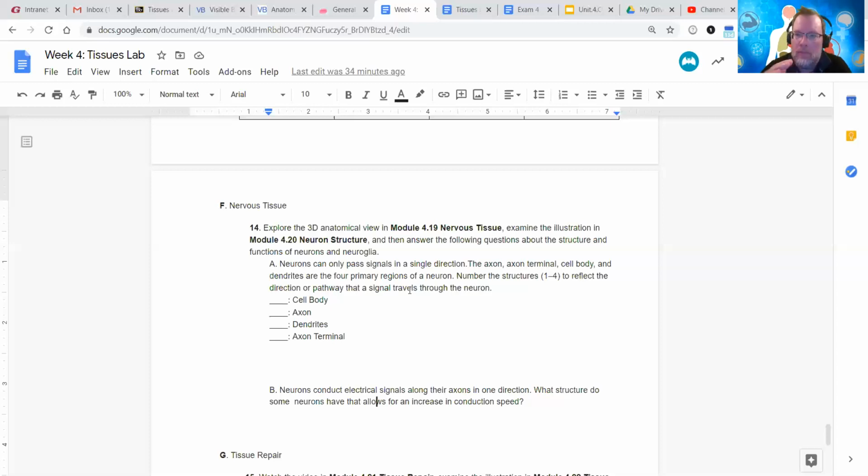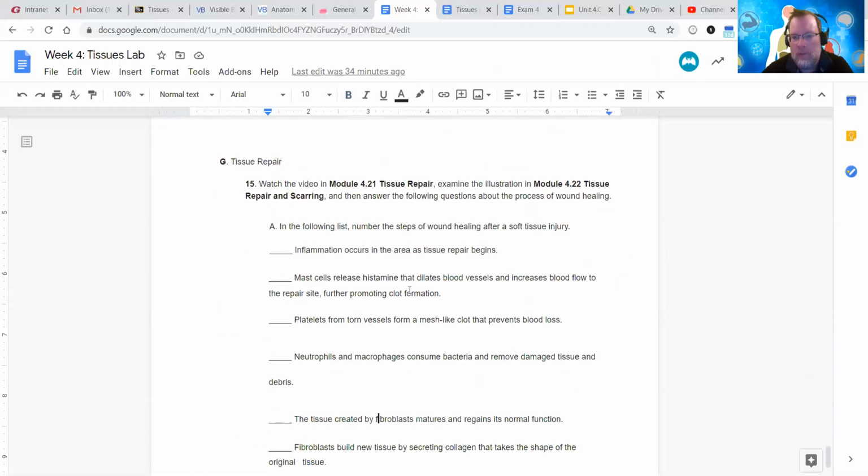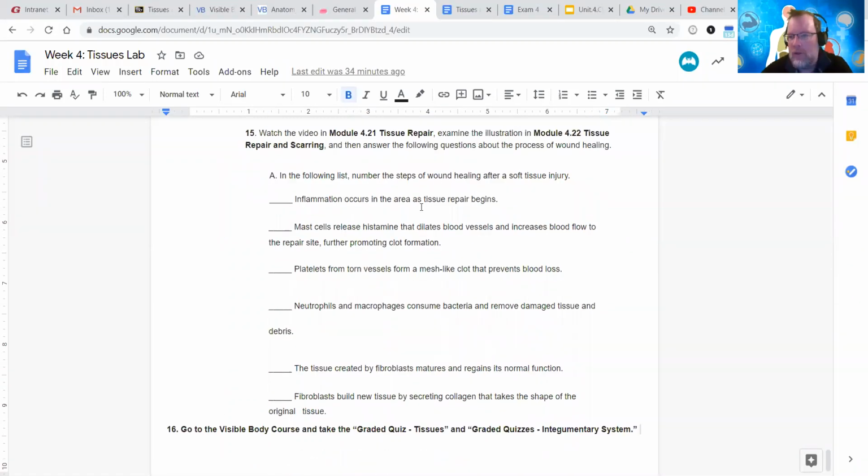So again, that's the 1, 2, 3, 4 of it all. A little tidbit and a little info on tissue repair. We talked about it to some degree the other day. This just adds a little bit more info, nothing too particularly detailed, just a couple of extras.